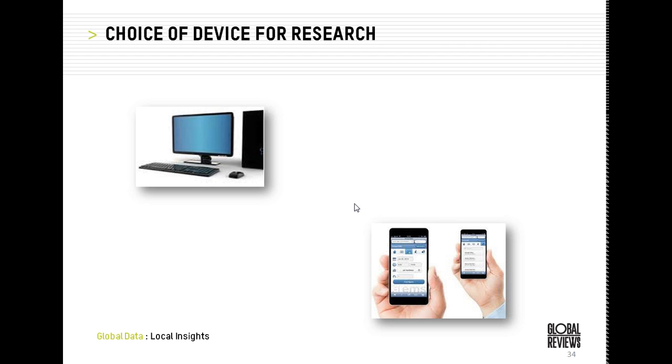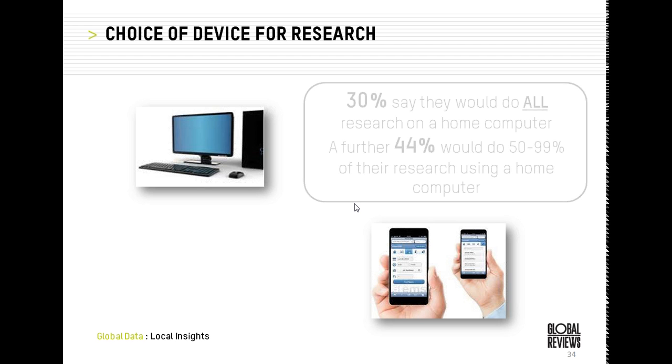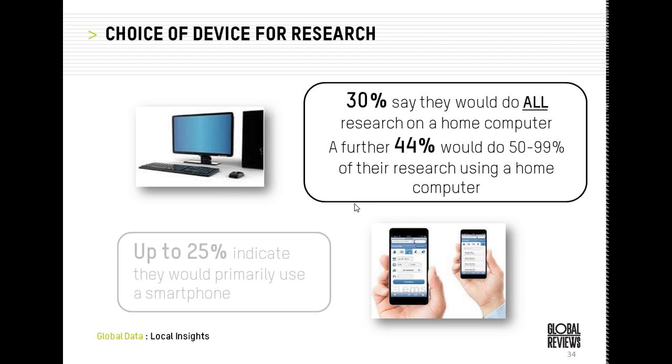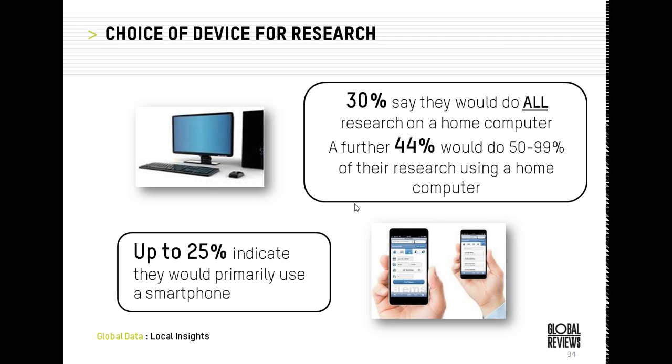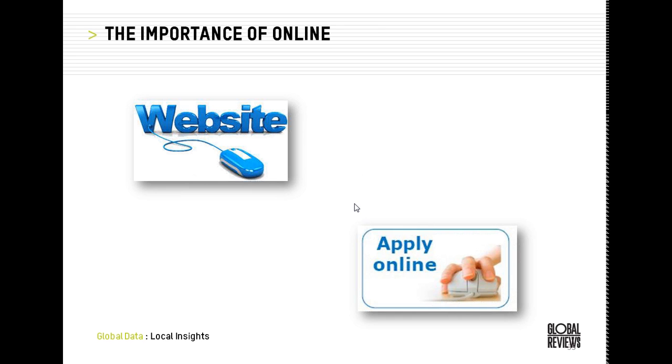What device do they mostly use for this? It's not surprising that predominantly their research is done on a home computer, with 30% saying they would do all the research on a home computer, and another 44% mentioning that it would be 50 to 99% of all research would be done from their home computer. There's still up to 25% who indicate that they would primarily use a smartphone to get the insights.